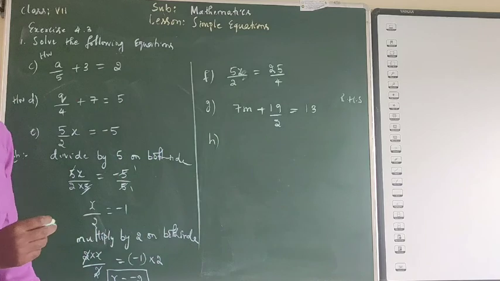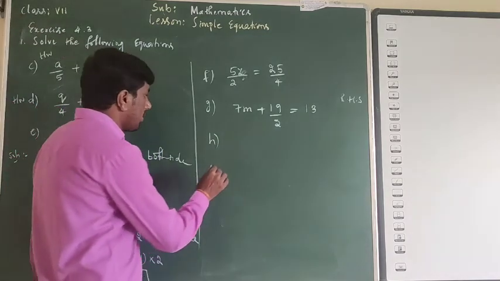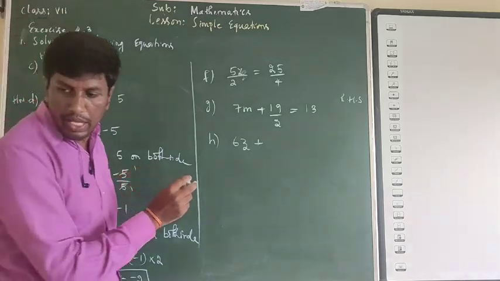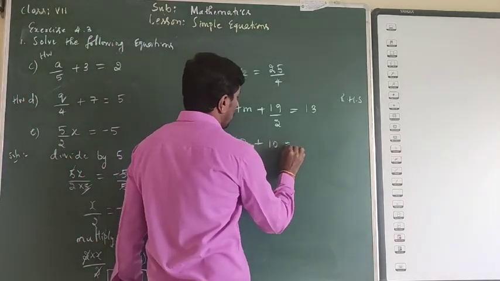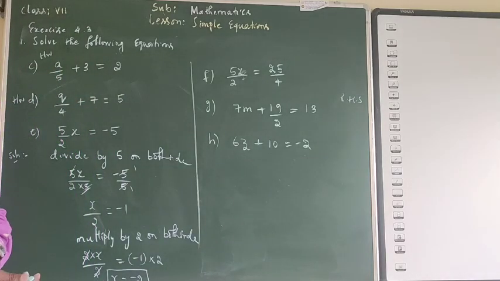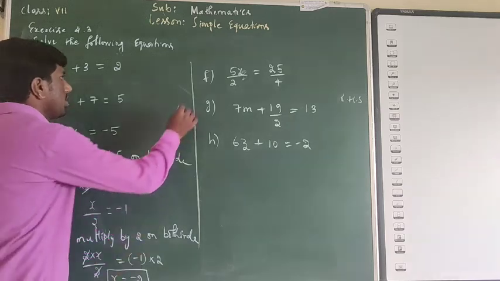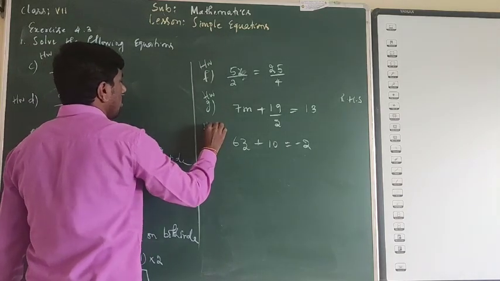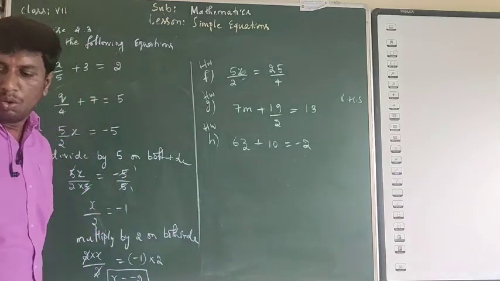H: 6z plus 10 is equal to minus 2. Again, it's a very simple equation. You can solve this. Okay. So remaining, I have 2 questions. I will solve them in the next class. This is the homework for you. This is also homework, and this is also homework. This you need to complete at home.